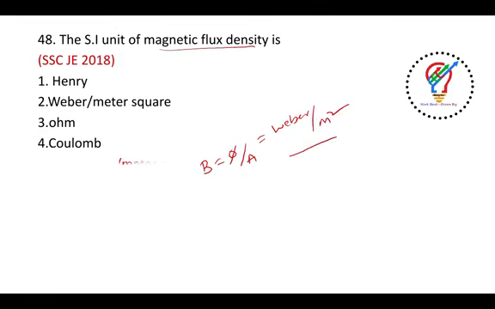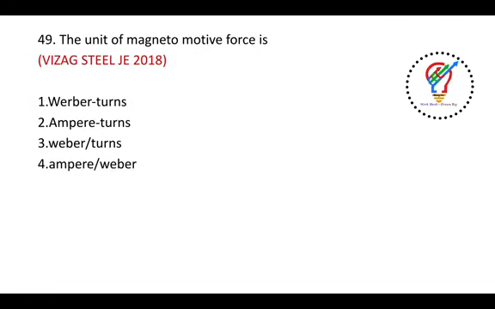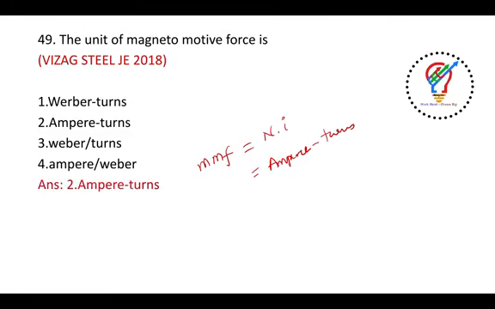So the answer is 2 here. Next one, the unit of magnetomotive force, which we can call MMF. Magnetomotive force is nothing but N into I, where I is ampere and N is the number of turns. So we can call it ampere turns. So the answer is 2 here.